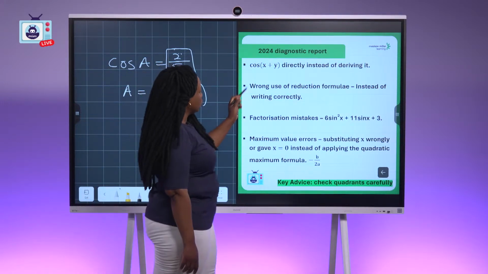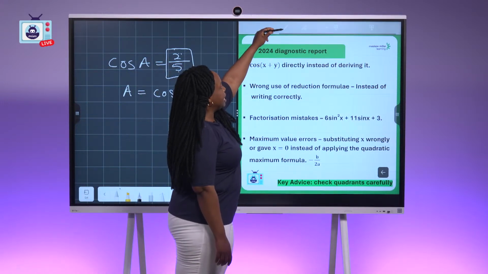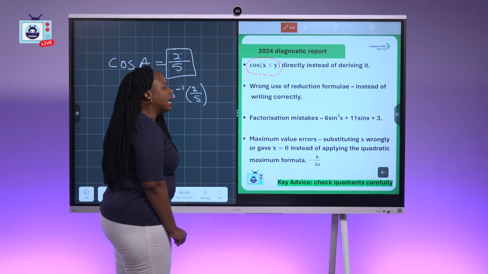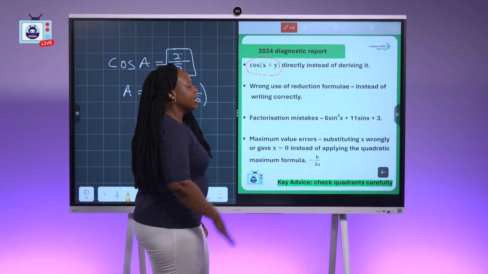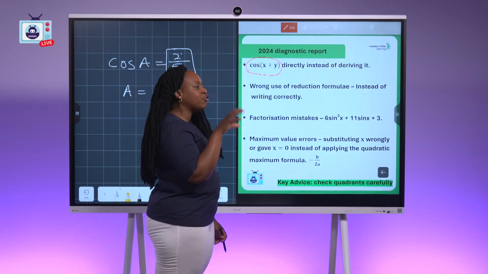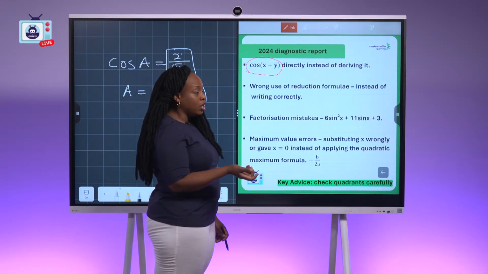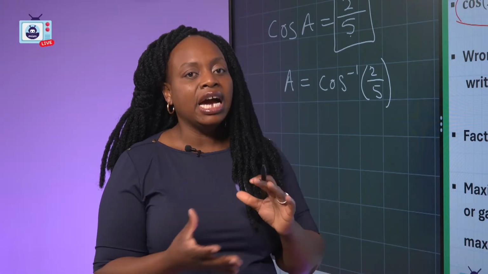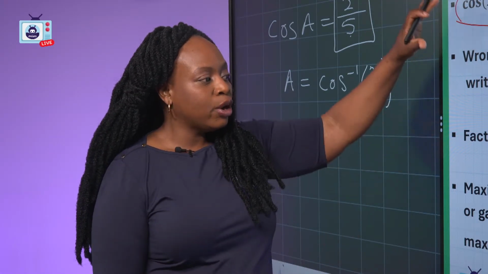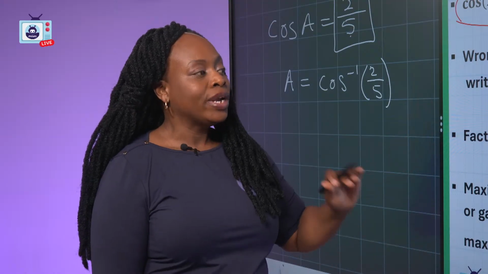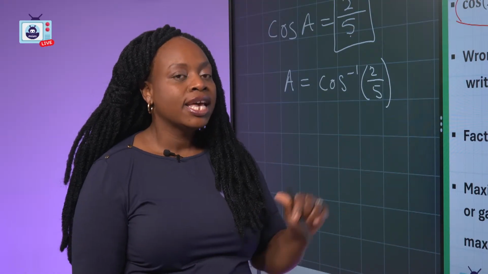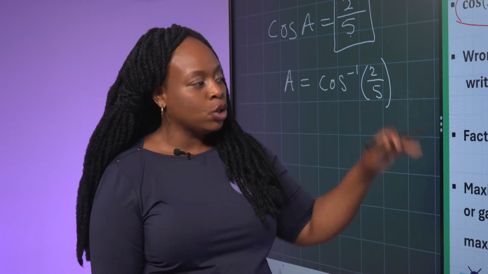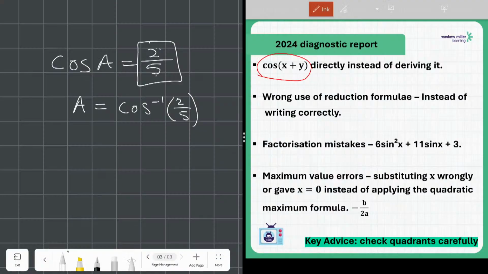One other one is when you are given a compound angle, cos of bracket x plus y. Instead of using it directly from the information sheet, which we call a formula sheet, please try to relate to what you are given and see how you are going to do it. So with this diagnostic report, we decided to use the 2024 question paper for you to see the errors that we are talking about and how we are going to avoid them.